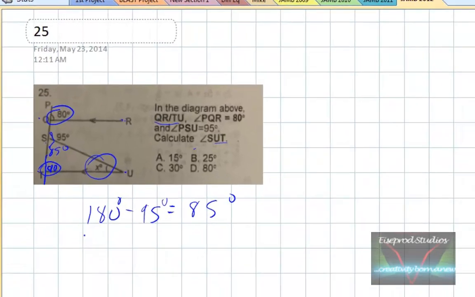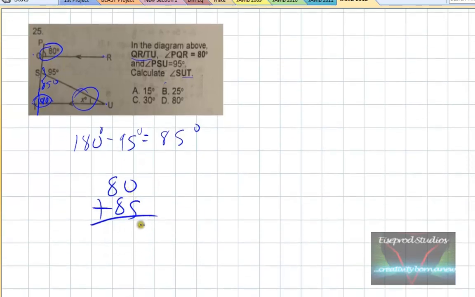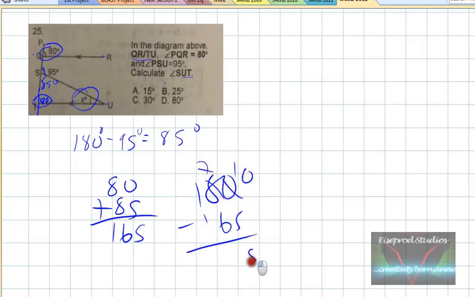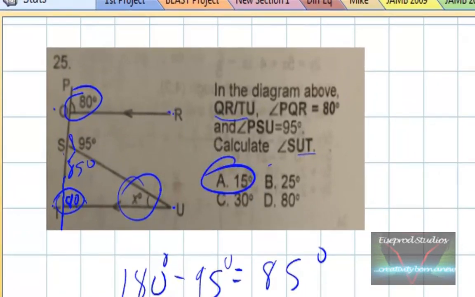So what we're going to do is say 80 plus 85. This will be 5, and this will be 16. And so what's left to get us all the way up to 180? Well, that's 15, because 180 minus 165 leaves 15. So 15 degrees difference, and that is our answer.